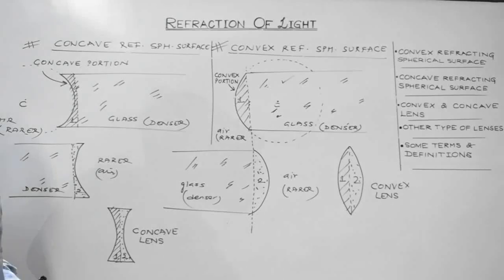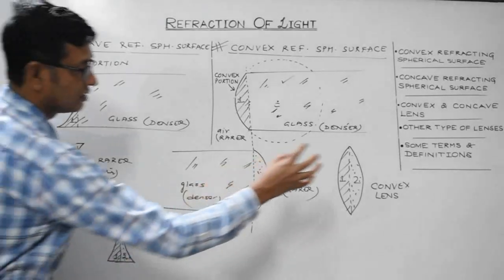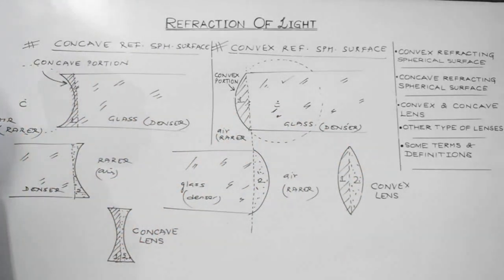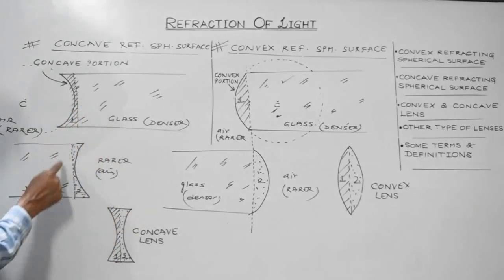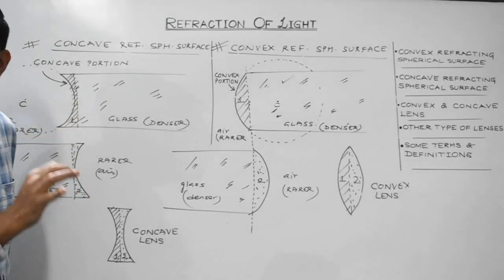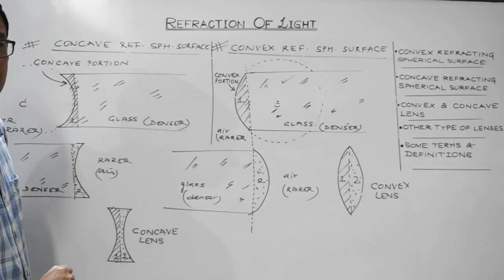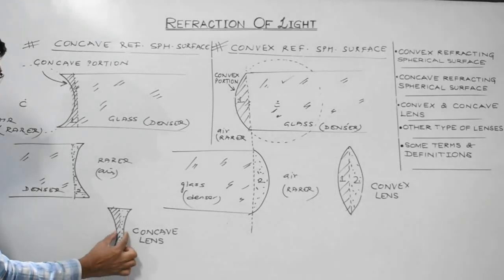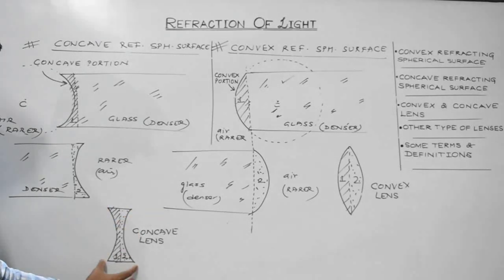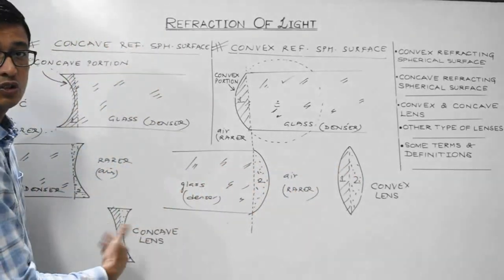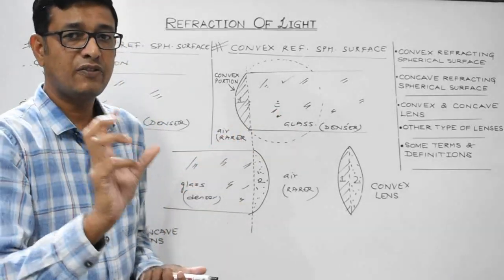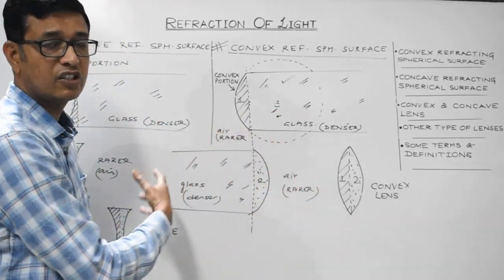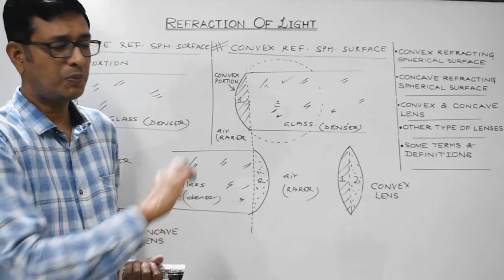This also we'll discuss. So basically, students, this is convex lens and this is concave lens. Concave lens is formed by using two concave refracting spherical surfaces. So concave lens is thin at the center, while at the edge it is quite thick. So what's the basic difference between these two? Just by touching their surfaces, you can identify easily which lens is concave and which lens is convex.